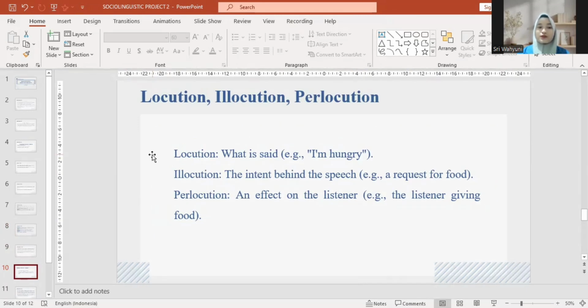Next are the differences between locution, elocution, and perlocution. The first is locution, that is what is said. For example, I'm hungry. Just the information that the speaker is hungry. And then elocution is the intent behind the speech. For example, in the sentence I'm hungry, it means that the speaker requests food. And then perlocution, an effect on the listener. For example, the sentence I'm hungry has an impact: the listener gives food to the speaker.